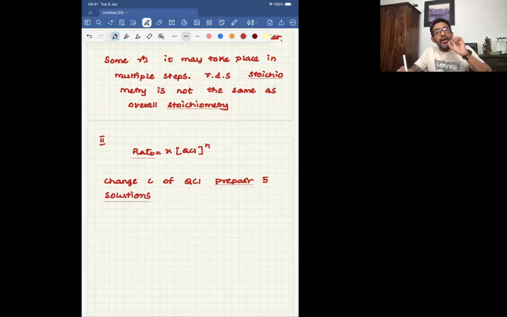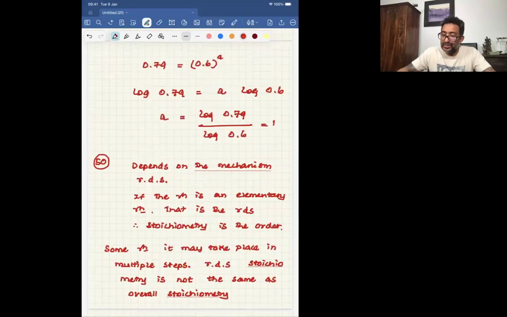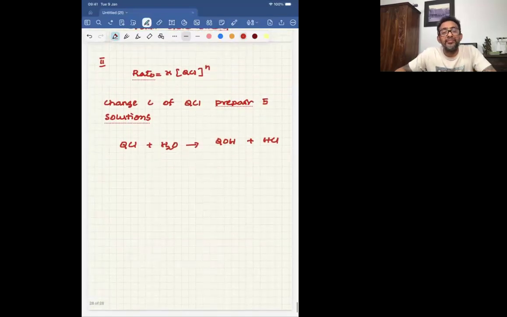You can see it gradually, very slowly generates Cl minus. When you add QCl to water, very slowly it generates QOH and you get HCl. It hydrolyzes slowly. Hydrolyze means you break using water. So it's generating HCl.